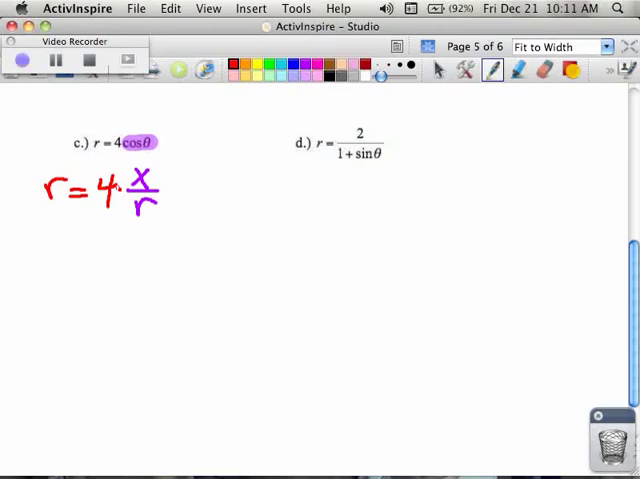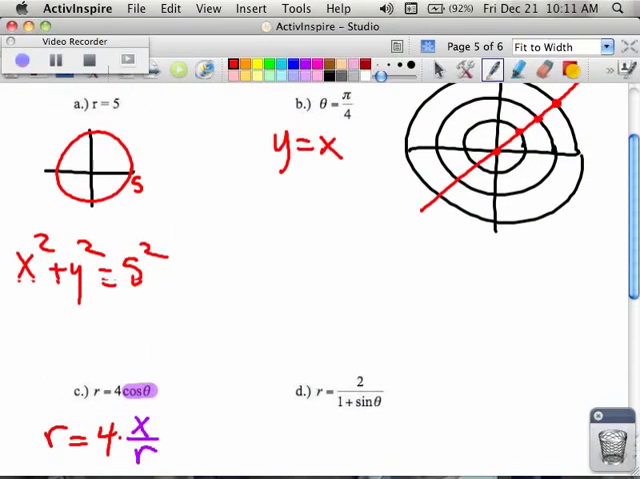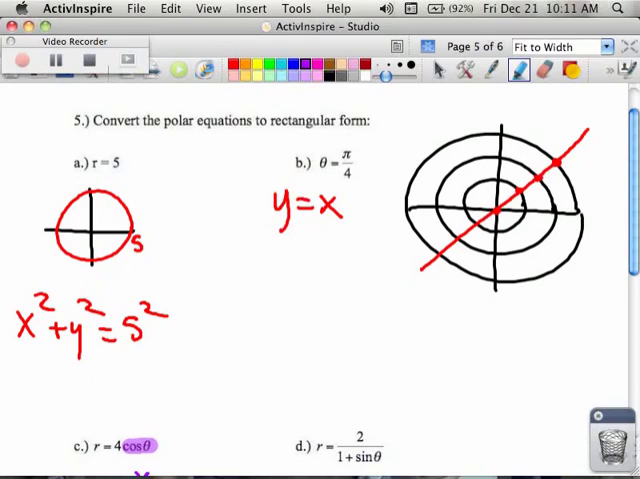Now my goal, when I'm converting, look what the word said in the very beginning. I'm supposed to go to rectangular. What does that mean? XY. So I'm trying to get to x's and y's, and I'm writing ordered pairs, but really that's not what we're looking for. We're not looking for an ordered pair, we're looking for an equation. But your equation can only have x's and y's in it. Okay? So that's what we're trying to get to.